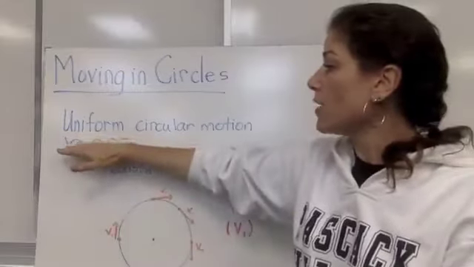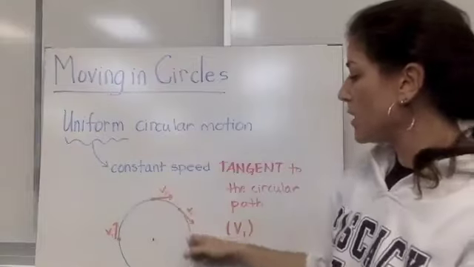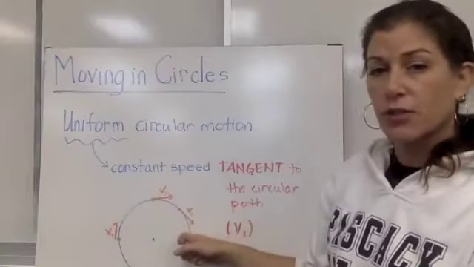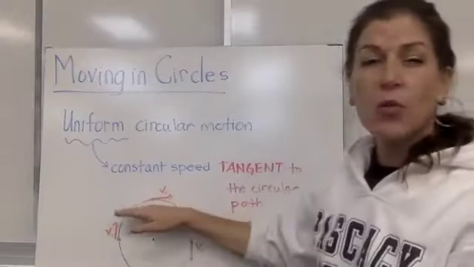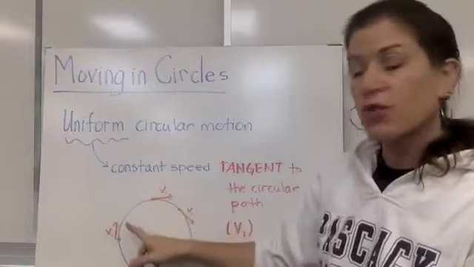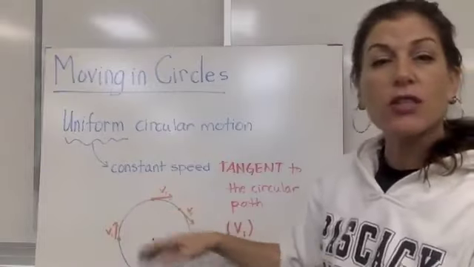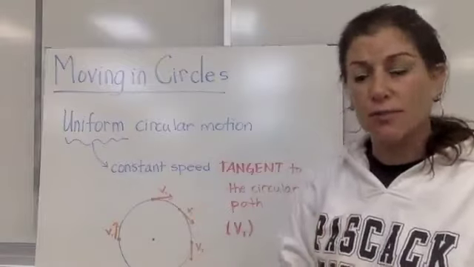So when you talk about uniform circular motion, where we move at constant speed along the circumference, this direction is always tangent to the circle. We can't call it x direction, and we can't call it y direction. We have to call it tangential. Because it's a circle, that direction is always changing.